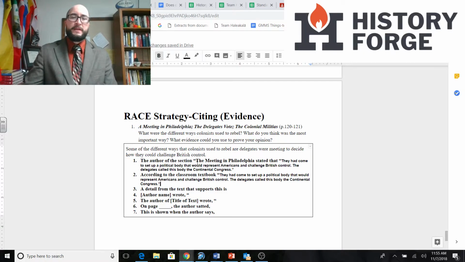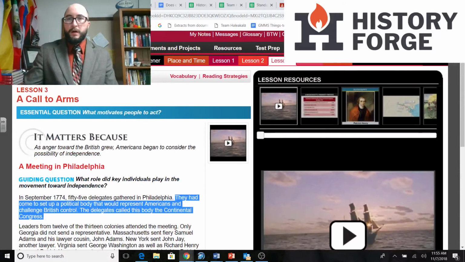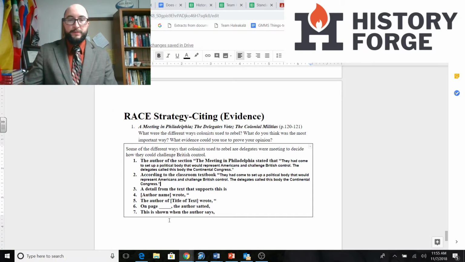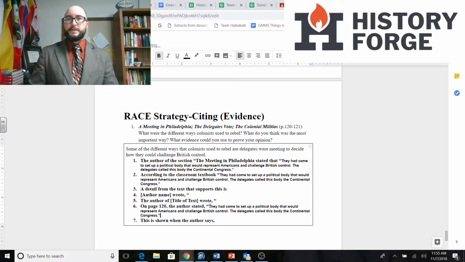Because honestly, a lot of these, if they're combined together, should be good. Like if you said according to the classroom textbook on page, blah, blah, blah. I don't think this has a page number on the line. It doesn't. But we know the page number because of the question. So if we said something like on page 120, the author stated, quote, done. See how easy this is? All you literally have to do is copy and paste. Now, if you can go beyond that, that'd be good. But for the most part, bare bones, this is all you have to do.